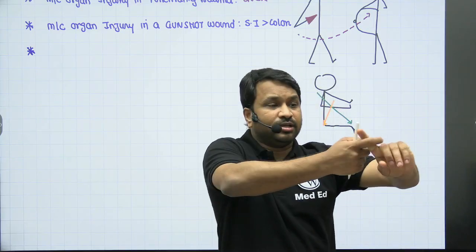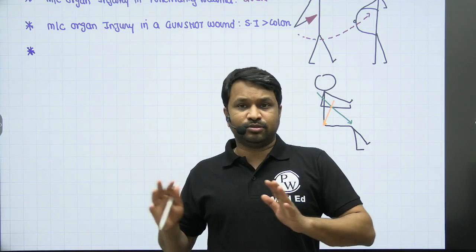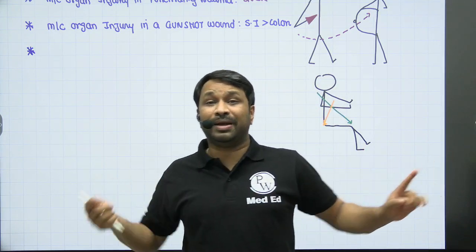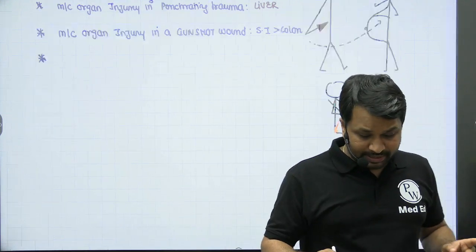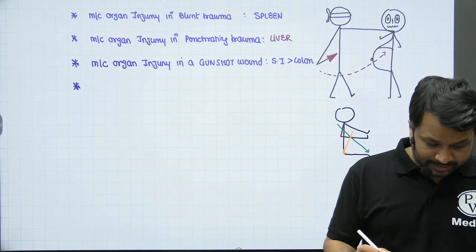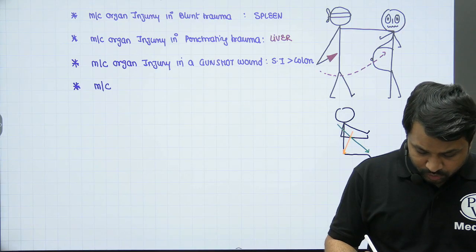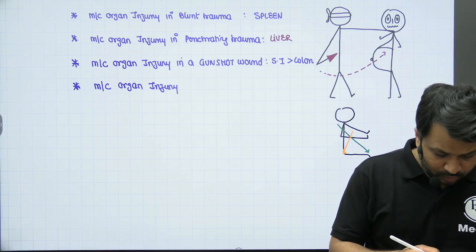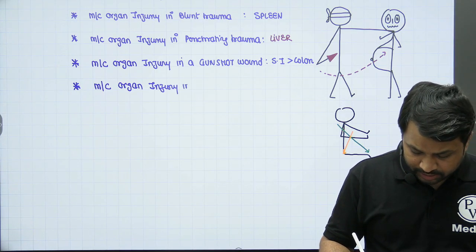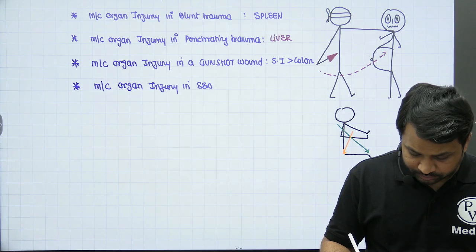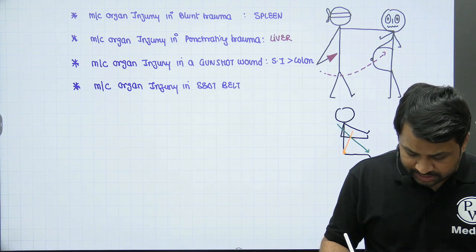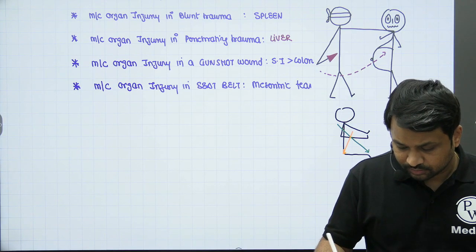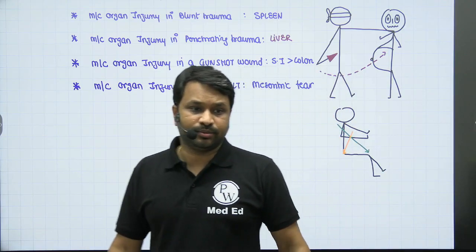The car goes this side, the body goes this side. The seat belt tries to pull the body, but it is pulling perpendicular to the root of the mesentery. Hence, the mesenteric root gives way. So if they ask what is the most common organ injury in seat belt injury, it is going to be the mesenteric tear.